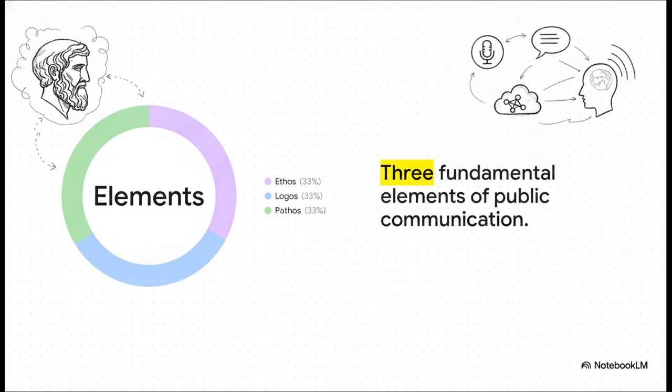First, you have ethos, which is basically the speaker's credibility. Then there's logos, representing the actual logical reasoning in the speech or writing. And finally, pathos, which is the emotional response drawn directly from the audience. And you know what? Despite all the massive changes in how we communicate over the last 2 millennia, these foundational elements are still absolutely 100% relevant today.